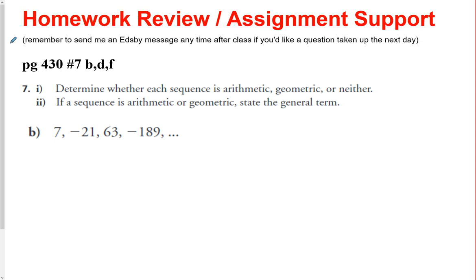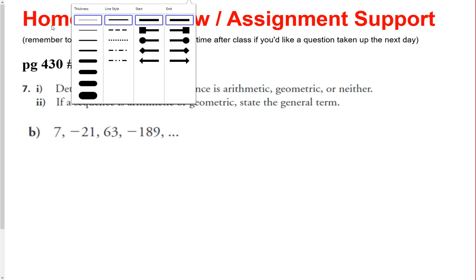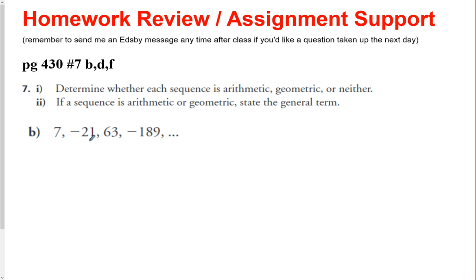I want to go over a couple of the homework problems that were suggested. So I'm going to look at 3 parts from question number 7. Part B, D, and F. And so question 7 says, determine whether each sequence is arithmetic, geometric, or neither. If a sequence is arithmetic or geometric, state the general term. So if we can figure out if it's arithmetic or geometric, we're going to go for that general term. So here's how we can figure out if it's arithmetic or geometric.